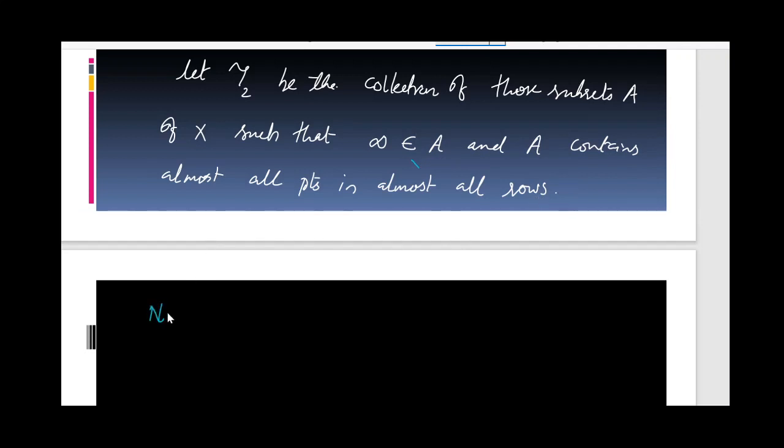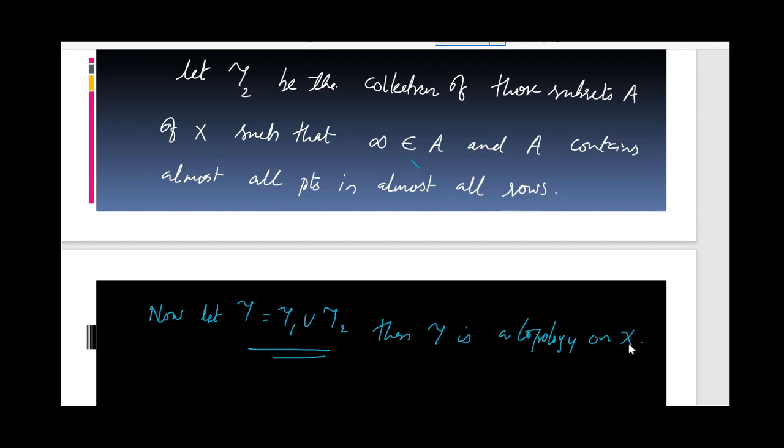Now let T equal T1 union T2, where T1 is the power set of N cross N. If we define it like this, then the script T is a topology on X. We are not moving to the proof of this, we are just stating that this will form a topology.